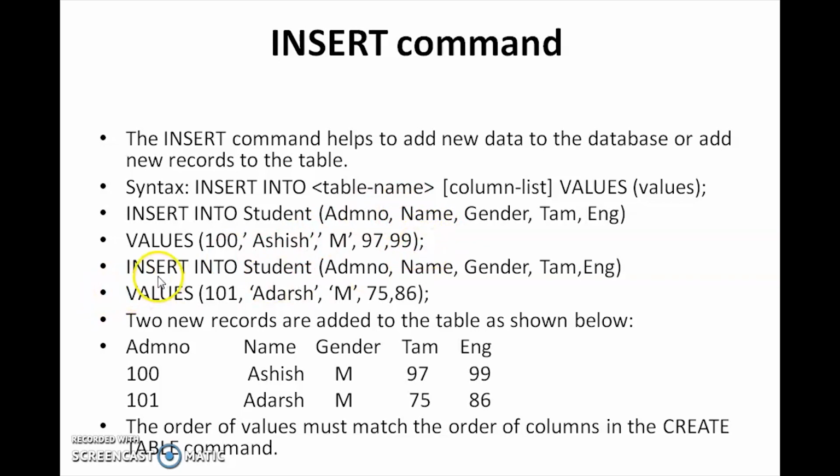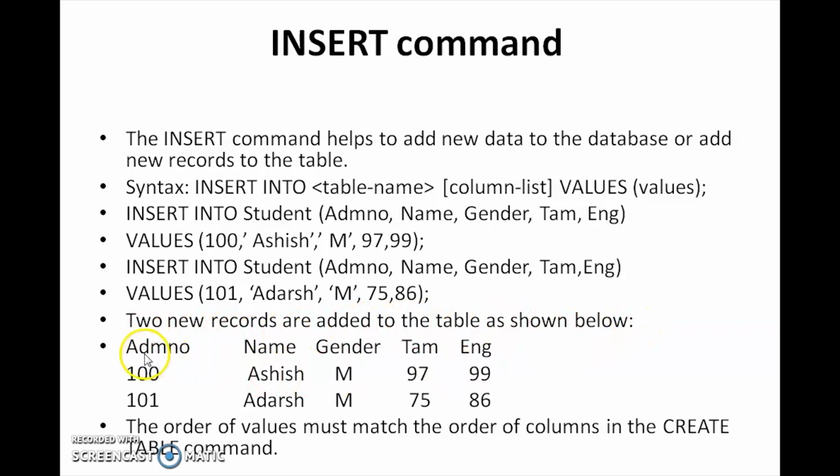Right. So next I am inserting another record. Insert into student, admission number, name, gender, Tamil, English. So I have inserted 1 record. Now I am going to insert the second record: 101, Adarsh, male, 75, 86. So 2 new records are added to the table student.